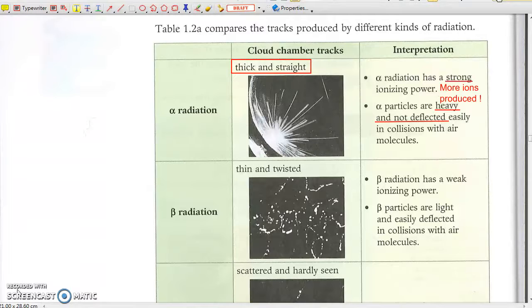Beta tracks are scattered tracks. They are short and curvy, which means beta radiation can hardly travel in a straight line, and their ionizing power is also weak, producing just a few ion pairs along their path. Beta particles are electrons. They are easily deflected, and so they can hardly travel in a straight line. Gamma tracks are difficult to observe, as their ionizing power is the weakest.